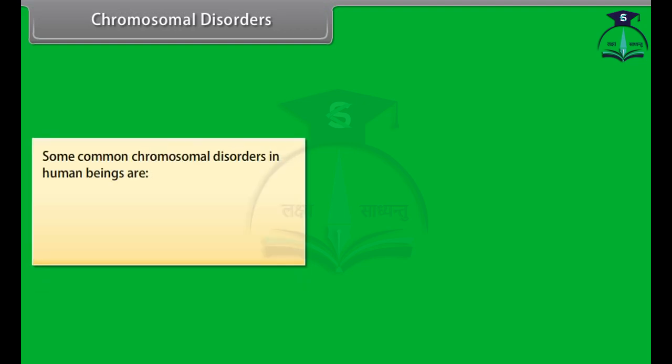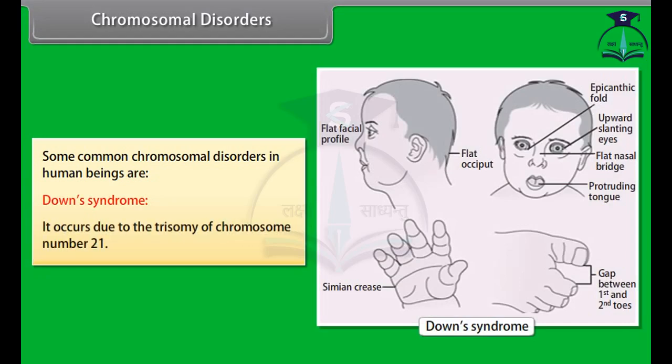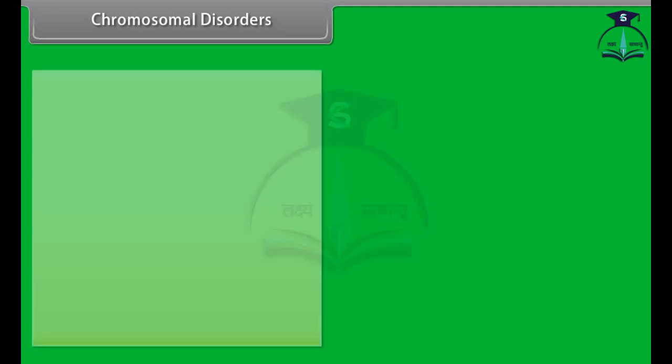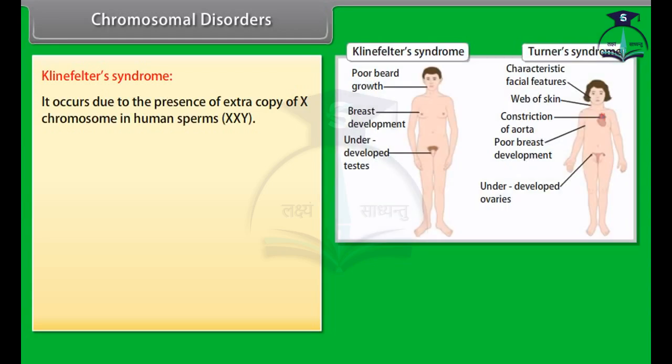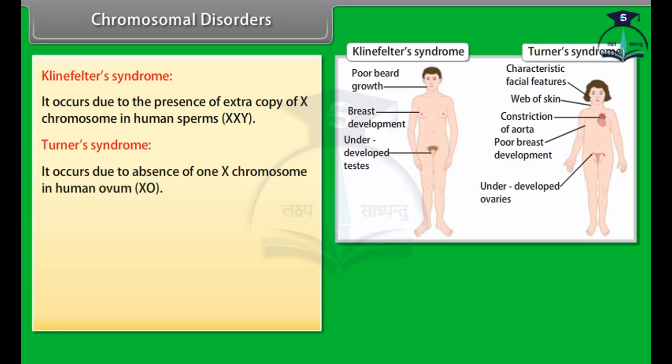Some common chromosomal disorders in human beings are Down's syndrome. It occurs due to the trisomy of chromosome number 21. Klinefelter's syndrome. It occurs due to the presence of an extra copy of the X chromosome in human sperm, XXY. Turner's syndrome. It occurs due to the absence of one X chromosome in human ovum, XO.